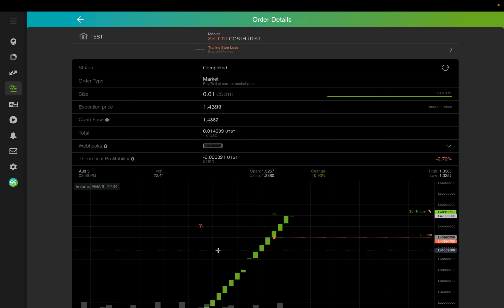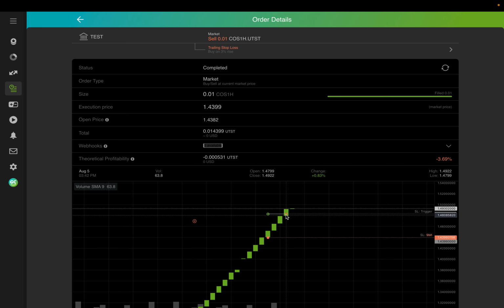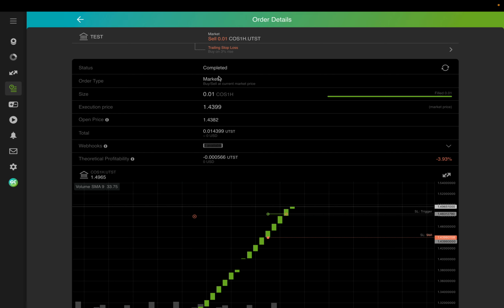Yep. Okay. That's my trailing stop loss from the previous order. It's open, and you see it keeps getting higher. So as you see now, in this example, my trailing stop loss was hit. It didn't improve because the price went straight against me after I executed the order.